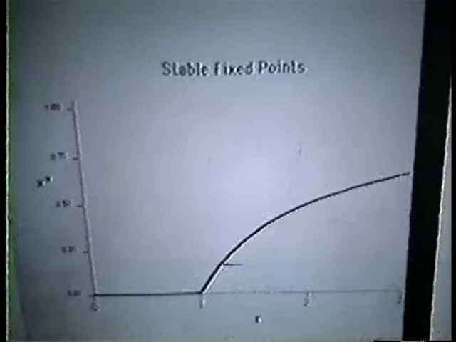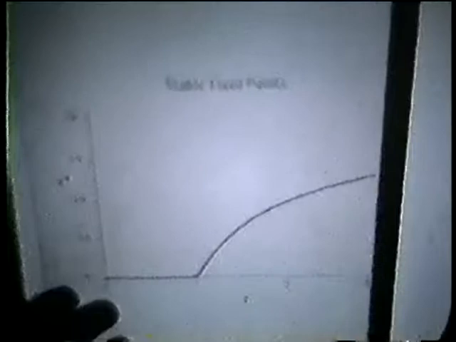Now, I have here a picture which is just identical to what I drew on the blackboard, drawn on the piece of plastic. And I'm going to go on to the next step. I'm going to jump from R equals 3 to R equals 4. We'll come back and go back over that territory between 3 and 4.